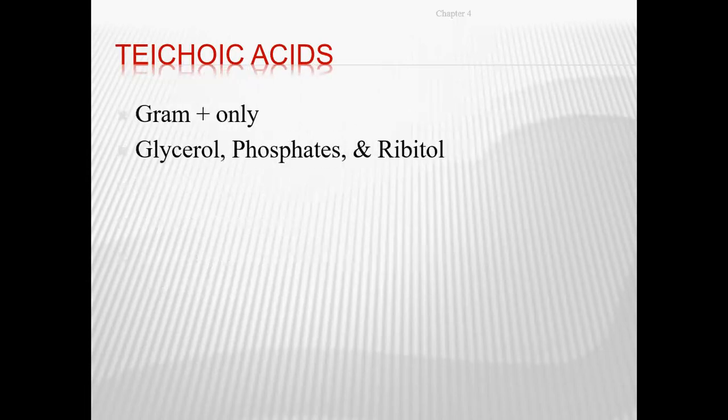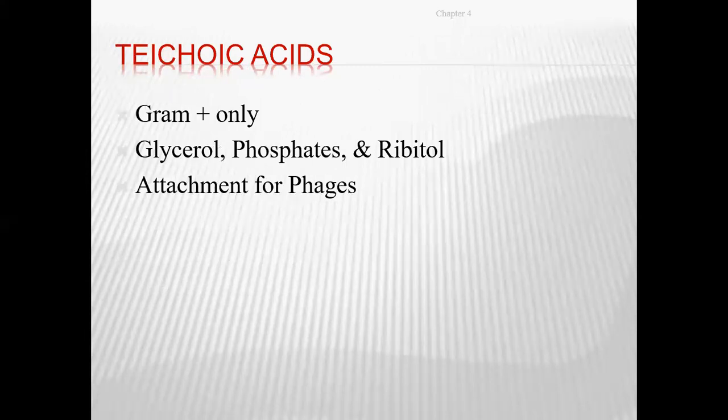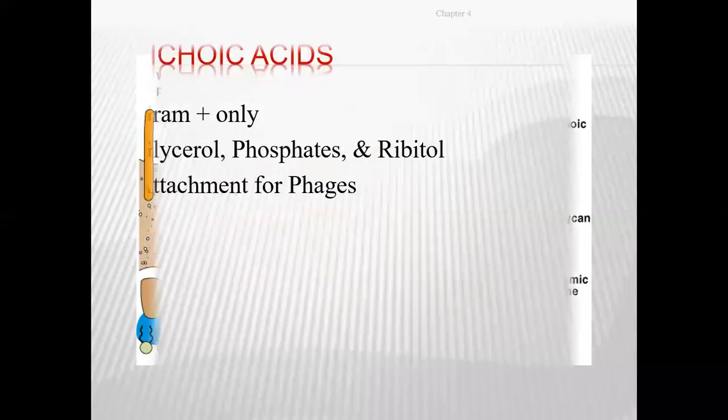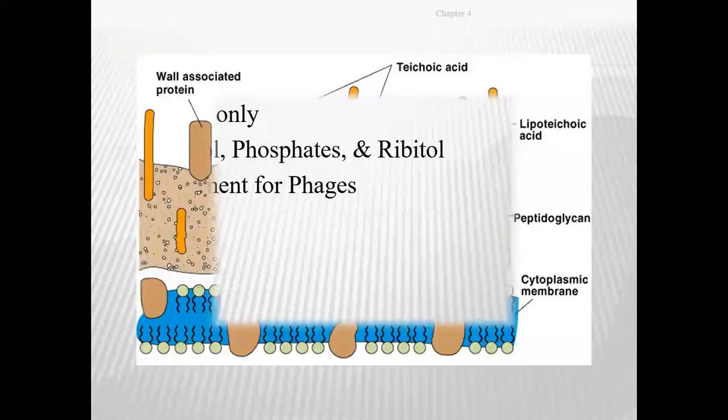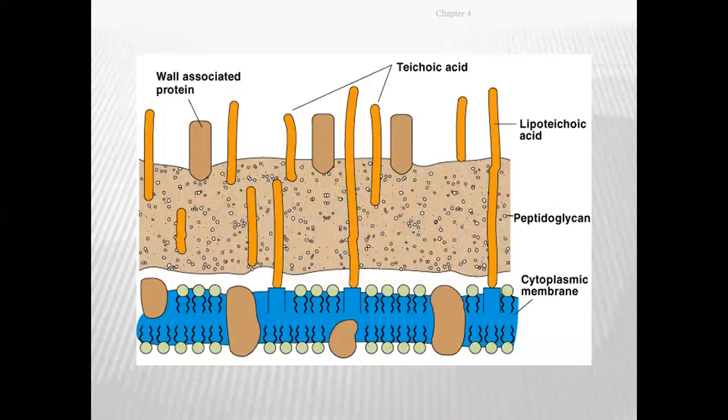Teichoic acid is present in gram-positive bacteria only, composed of glycerol, phosphates, and ribitol. It helps in the attachment of phage to the bacteria. This is the cell wall of gram-positive bacteria, containing teichoic acid and lipoteichoic acid that enter into the peptidoglycan layer.